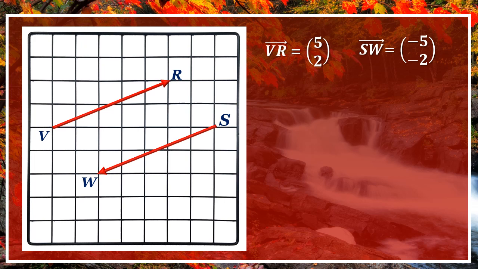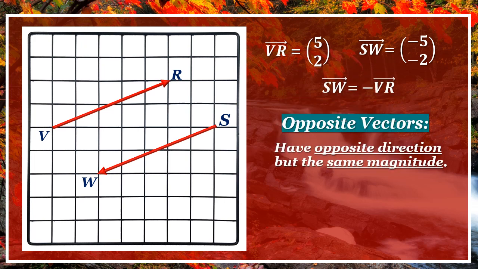This is what we describe them as: one being the opposite vector. Opposite vectors have opposite direction but the same magnitude. So we could say that SW is the negative of VR, or SW is the opposite of VR.